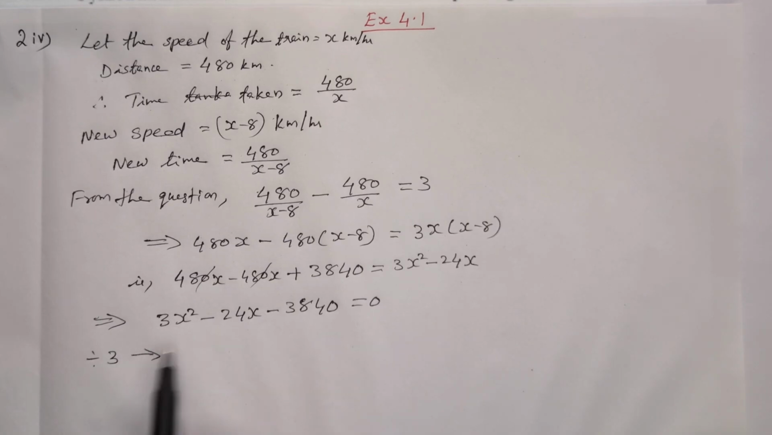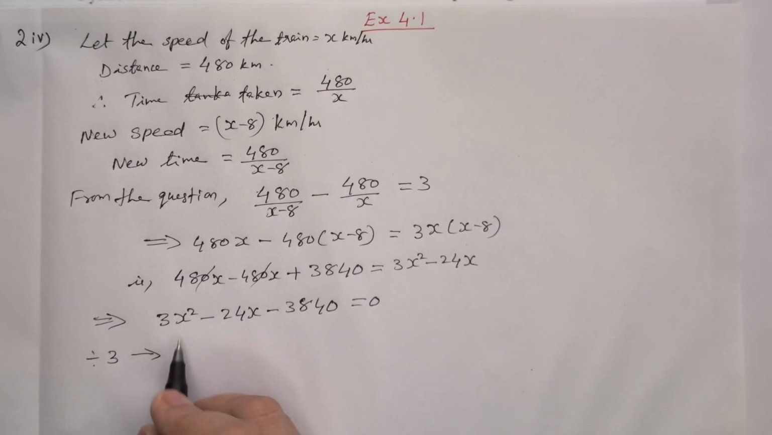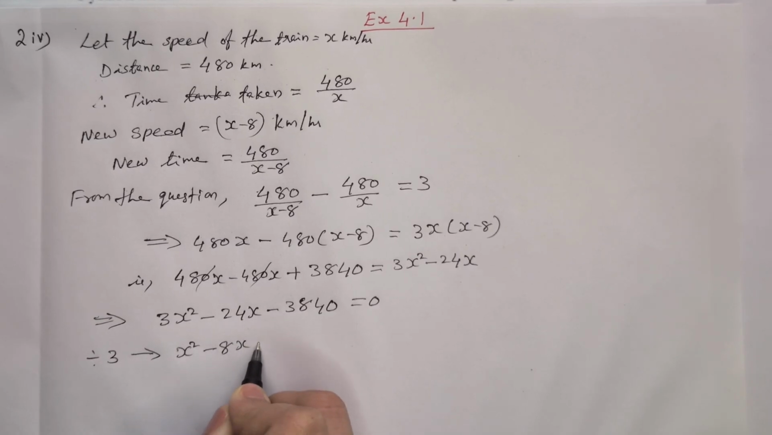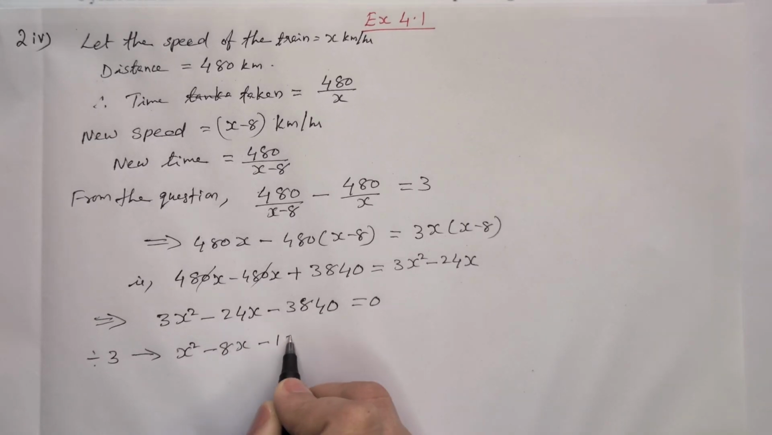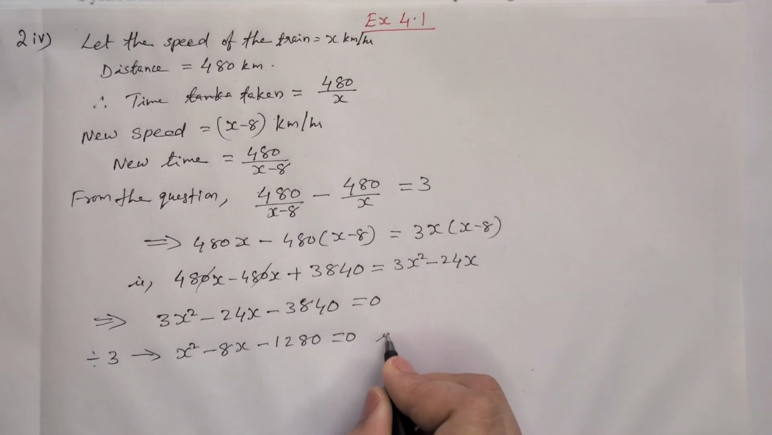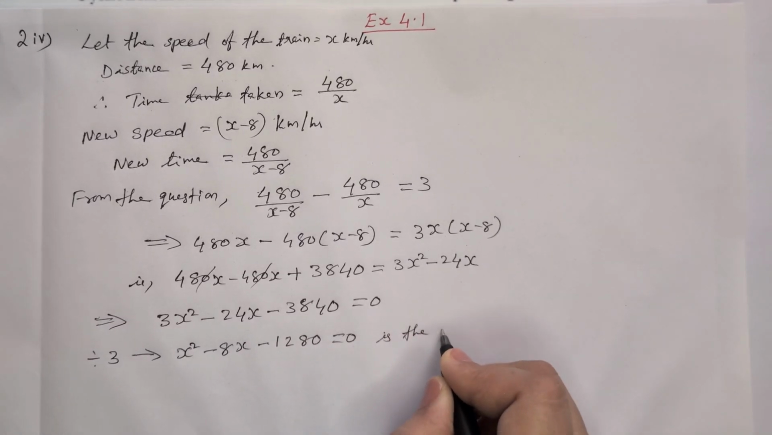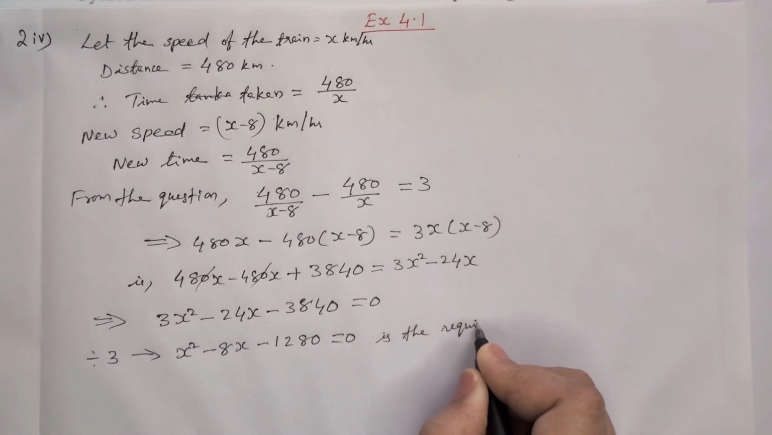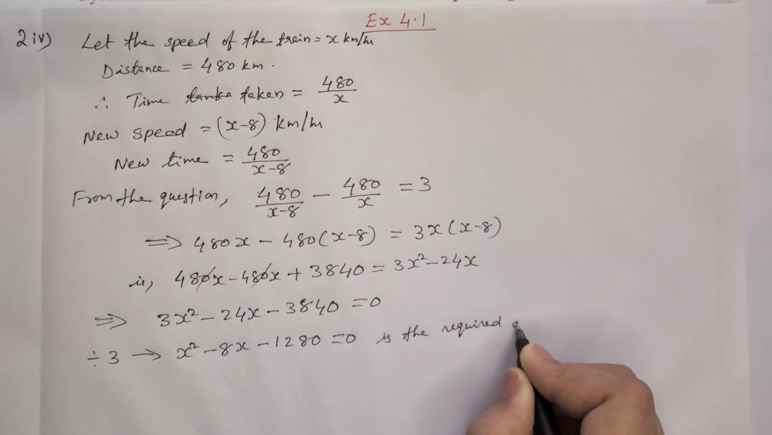Here we can divide by 3 throughout the equation. We will get x square minus 8x minus 1280 is equal to 0. This is the required quadratic equation.